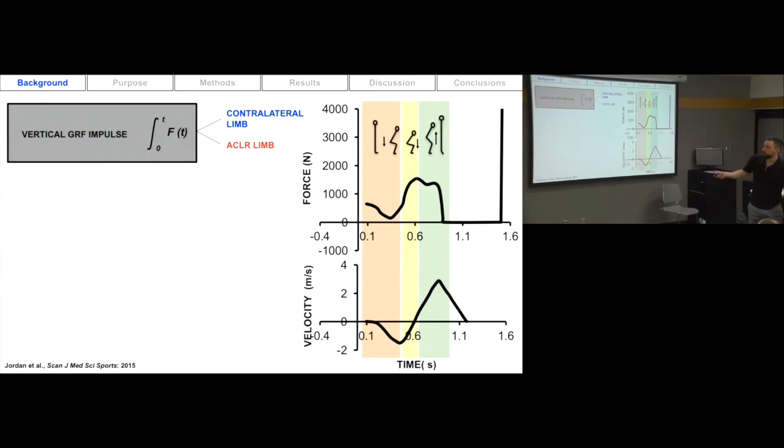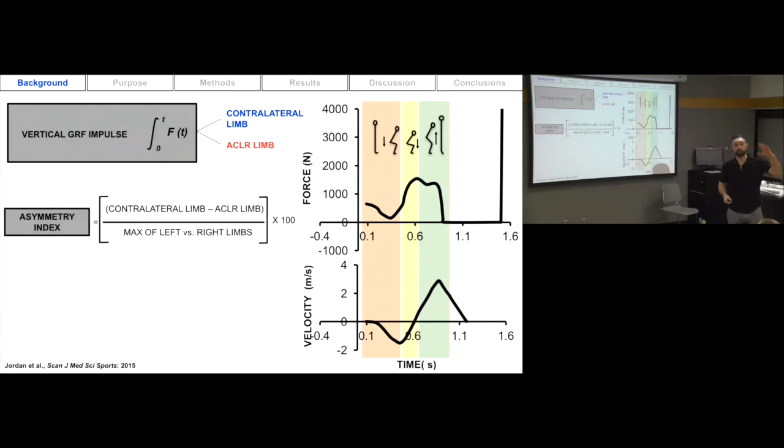So from here, I would integrate over that time interval, so over that jump phase, to obtain the vertical ground reaction force impulse. And I would do that separately for the contralateral limb and the ACL reconstructed limb, because we have the two force plates going.